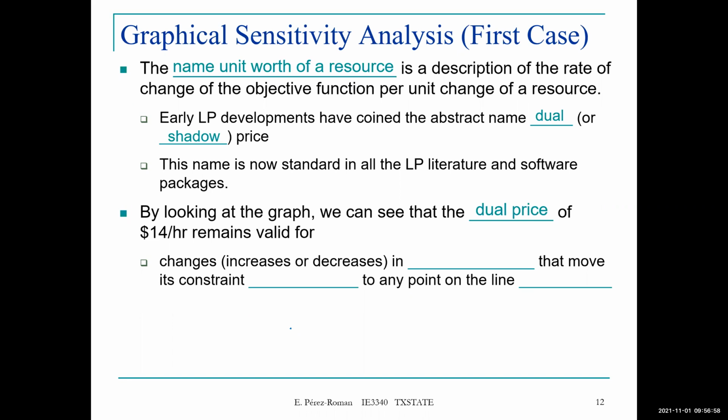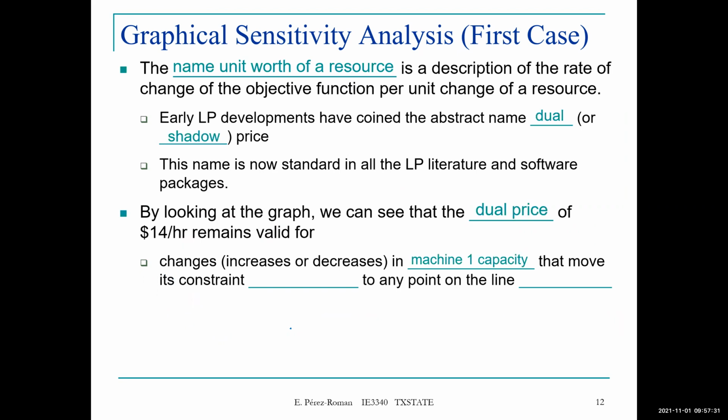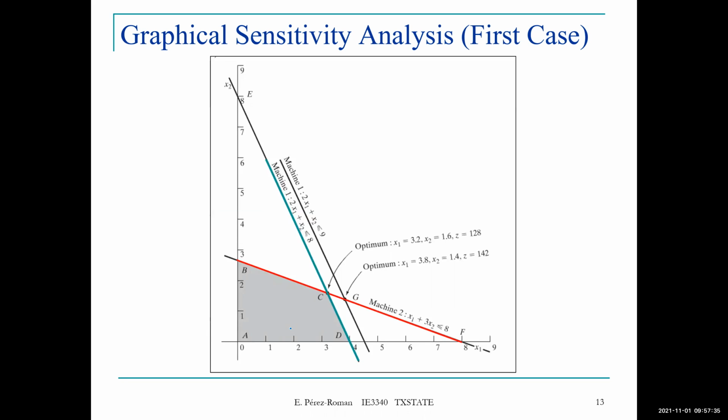By looking at the graph, we can see that the dual price of $14 an hour remains valid for any increase or decrease in machine one capacity that moves its constraint parallel to itself to a point on the line segment B and F. That rate of change will remain the same as long as you continue to move that constraint within this segment. It's going to stay $14 an hour, or if you move it back to point B.